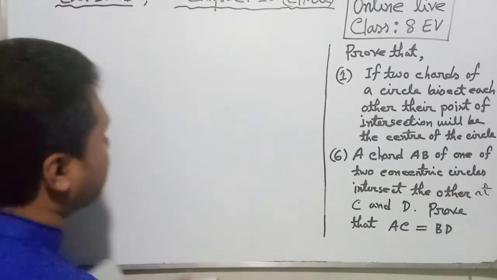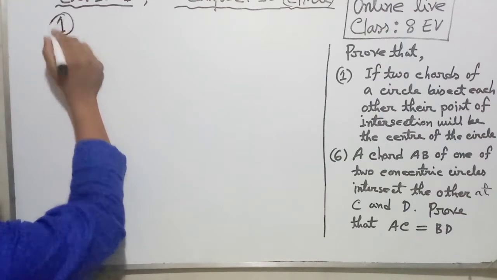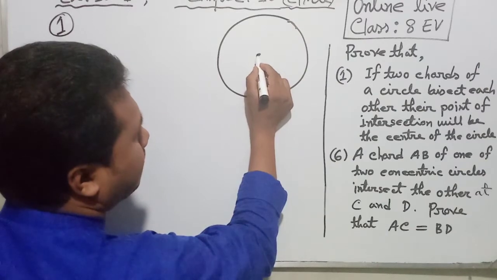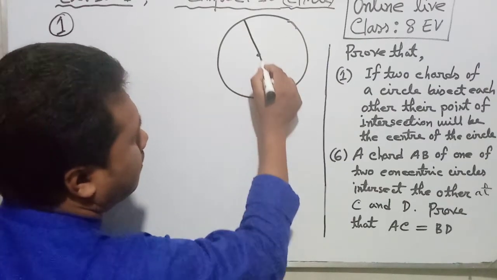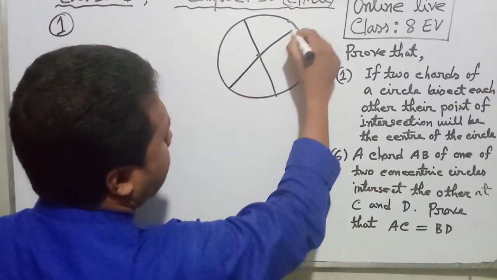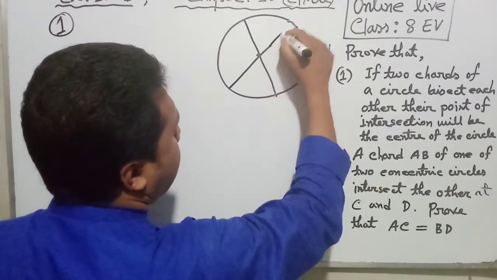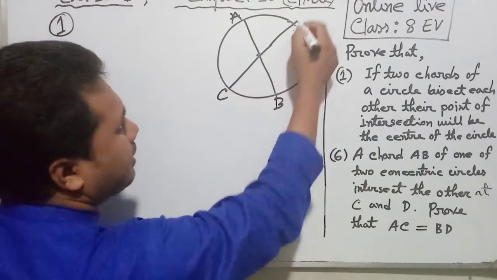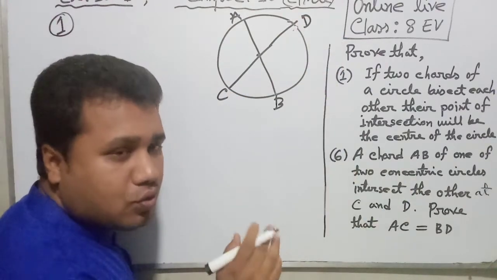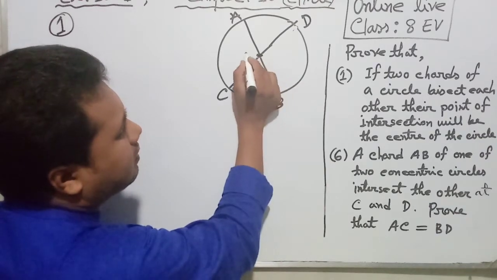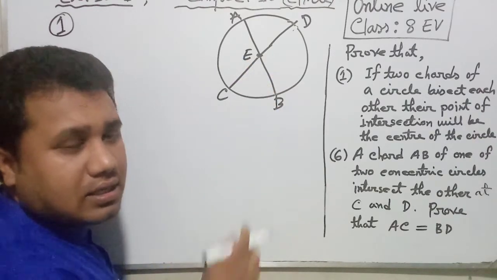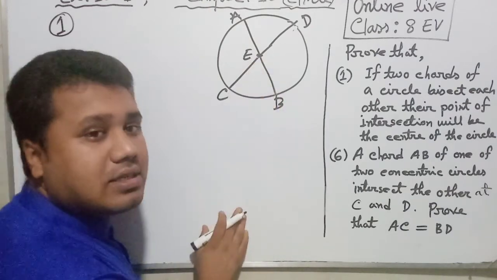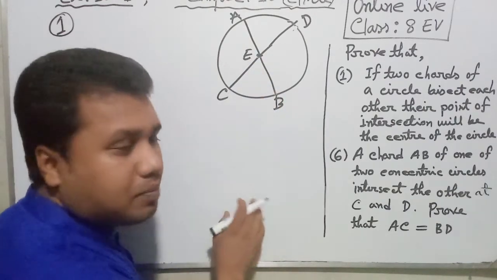So dear students, at first we can draw our figure. Suppose this is the circle, and suppose AB and CD are two chords, and this E is the intersecting point of these two chords. Now we have to prove that this E is the center of the circle.